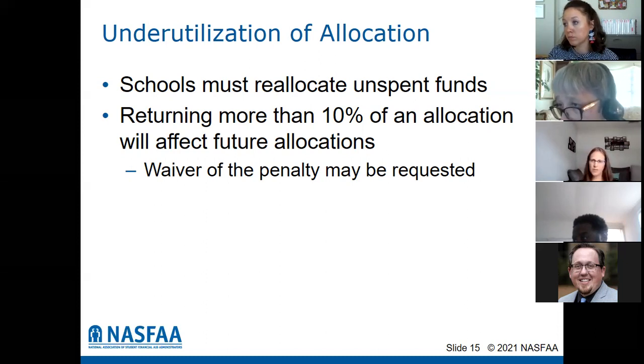Now, if the circumstances are beyond a school's control and the underutilization is not expected to happen again, then the school may request a waiver of the penalty. When a school submits the FISAP, they may request a waiver and submit an explanation of the circumstances surrounding the reason or reasons for not using all the funds. An example right now could be a federally declared disaster. That could be a reason for which a waiver could be requested.